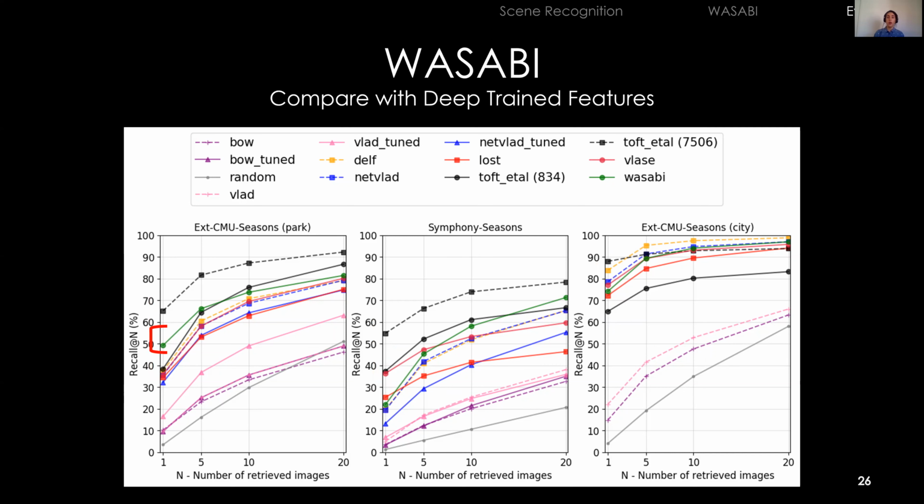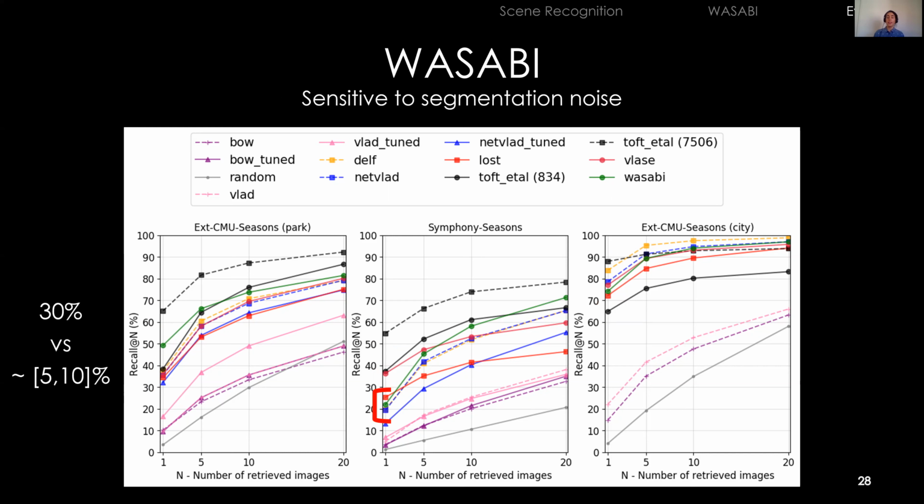As for WASABI, on natural environments, it also offers an advantage over previous semantic-based methods, although smaller than the Toft descriptor, and it generalizes well to urban scenes and reaches near state-of-the-art performance. However, it is very sensitive to the segmentation noise.